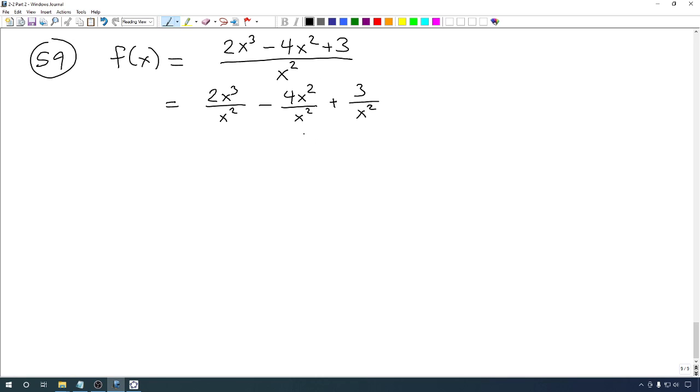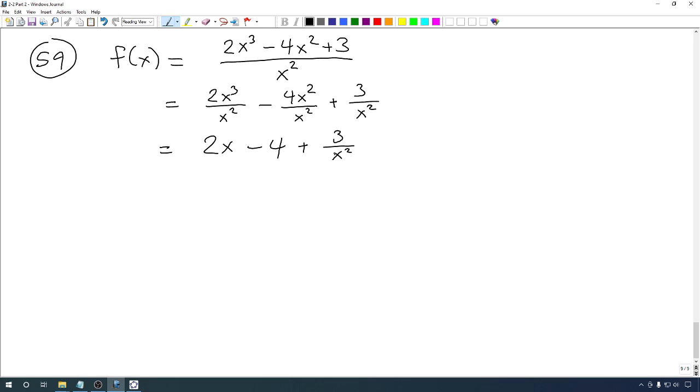You're allowed to do that. In fact, this is probably the easiest way to tackle this. Of course, we can simplify these. For instance, x cubed divided by x squared is just x. So this first term is really just 2 times x. Here, the x squareds actually completely cancel each other out. We're just left with the 4. So we have a minus 4. This time there's no x's on top, so we can leave that as a 3 over x squared.